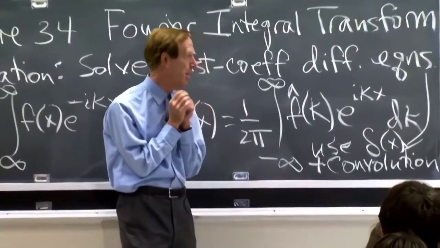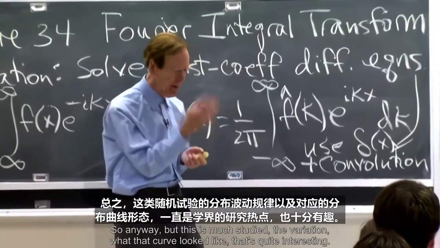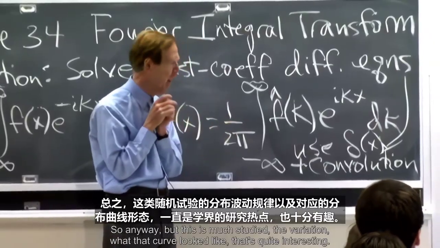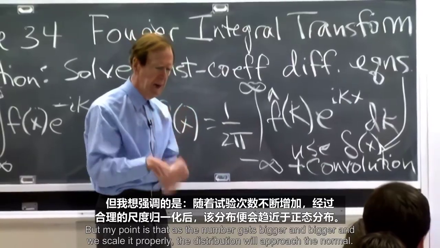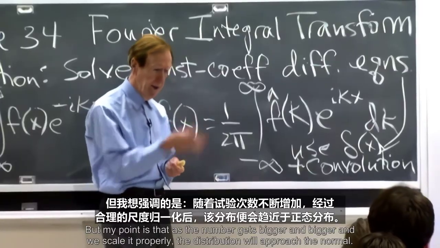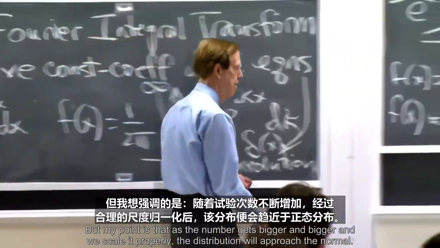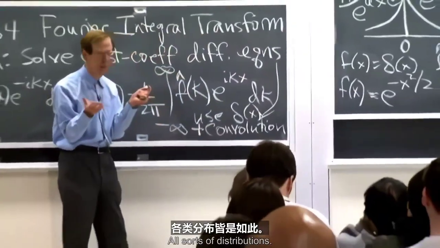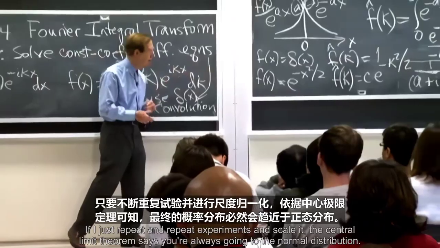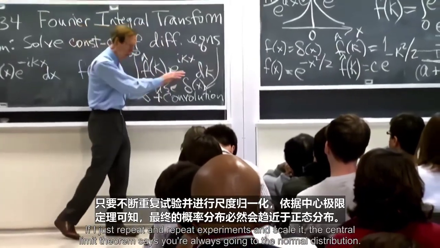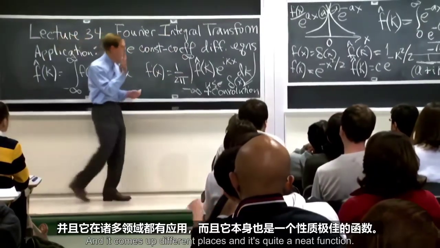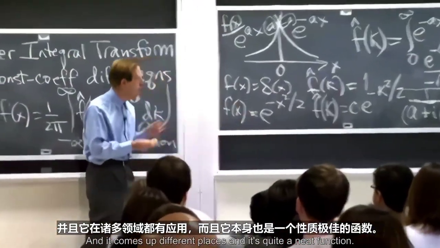So anyway, this is much studied. The variation, what that curve looked like, is quite interesting. But my point is that as the number gets bigger and bigger, and we scale it properly, the distribution will approach the normal. All sorts of distributions. If I just repeat and repeat experiments and scale it, the central limit theorem says you're always going to the normal distribution. So that's highly important. Okay, and it comes up in different places, and it's quite a neat function. Okay, so that's some examples.